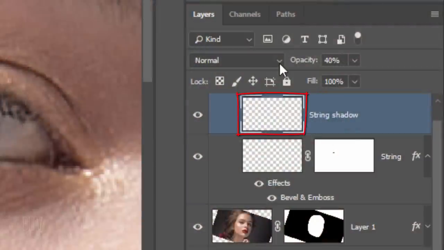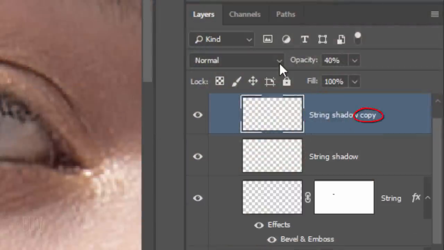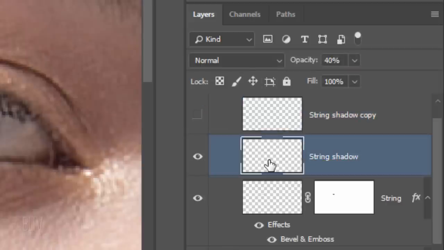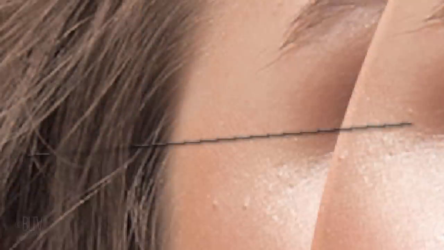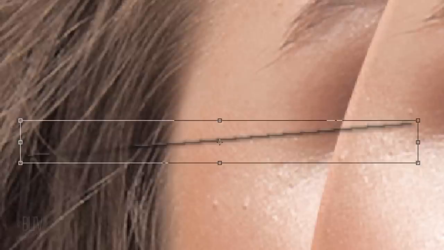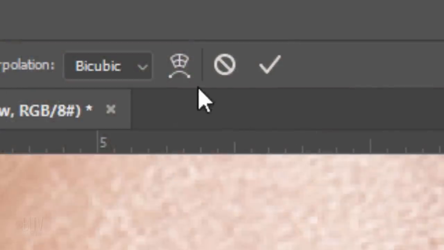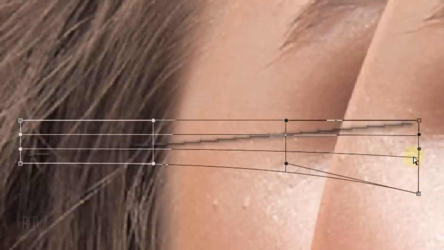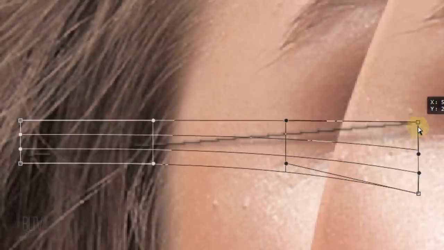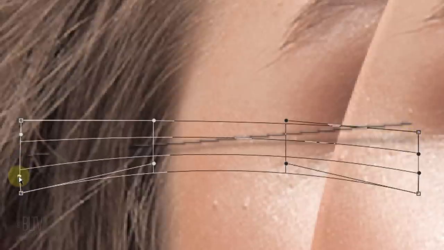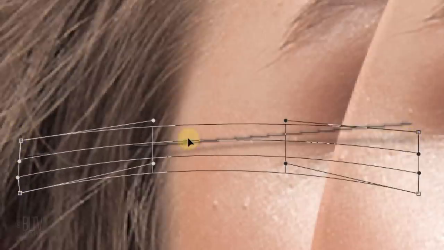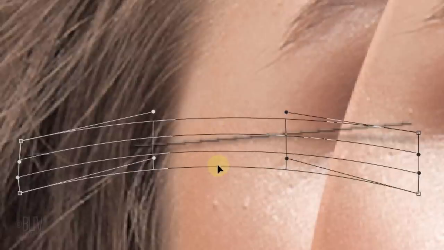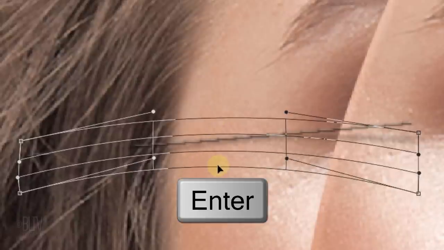and reduce its opacity to 40%. Make a copy of the shadow by pressing Ctrl or Command J and temporarily hide it. Make the original shadow layer active. We're going to bend the shadow to the curvature of our subject's face. To do this, press Ctrl or Command T to open your Transform tool, and at the top, click the Warp Transform icon. In this example, I'll drag the points and lines to bend the shadow down on both sides, and I'll make sure the middle of the shadow is positioned just below the string. When you've finished warping your shadow, press Enter or Return.